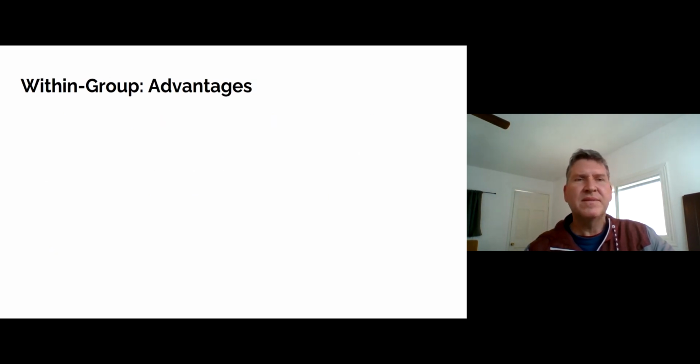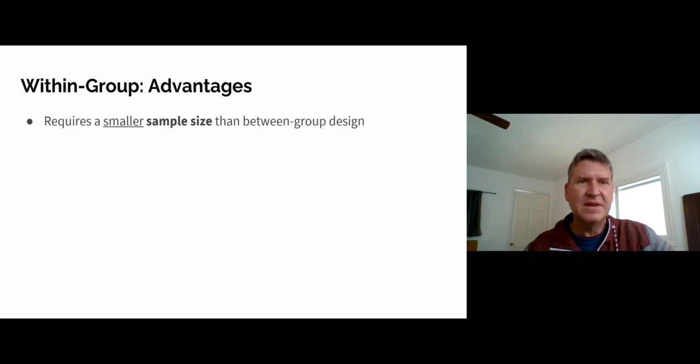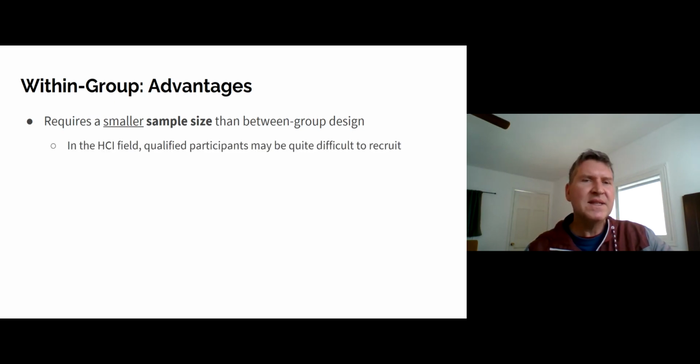On that note, the within group advantages are they require a smaller sample size because we only need 1/3 typically with that example study than we would with the between group. In HCI, it's kind of hard to find qualified participants, not just participants, but qualified participants. In a lot of HCI studies I see, they use fellow graduate students in the HCI department as participants. Now, if you had to recruit far more participants, it's going to be more of a challenge.